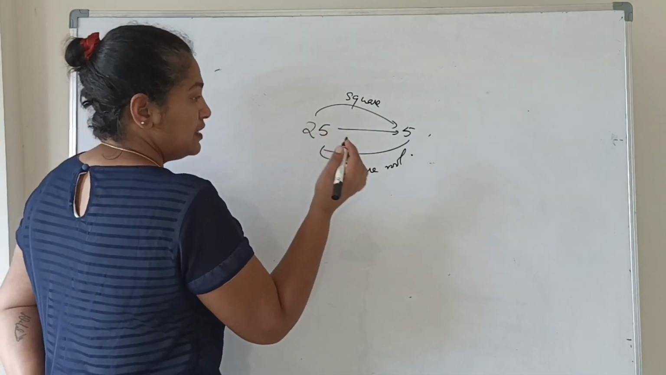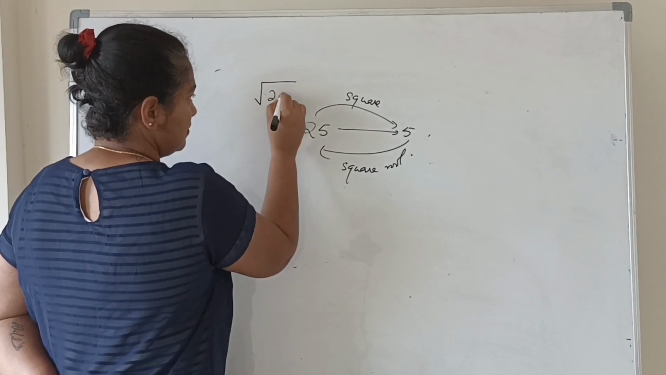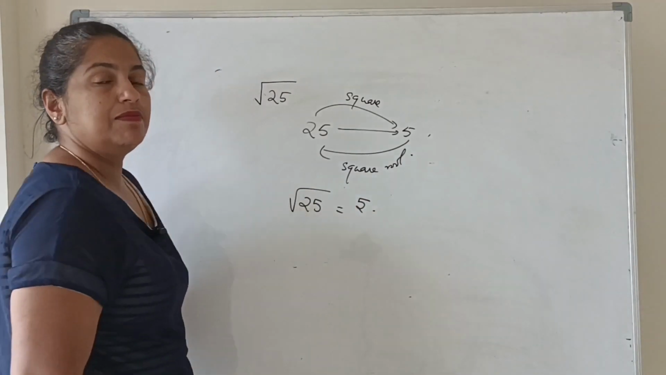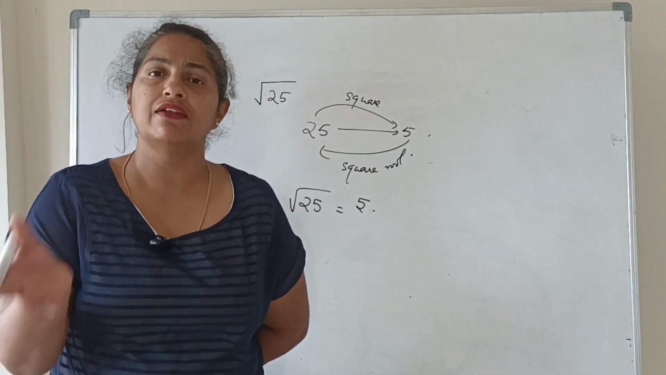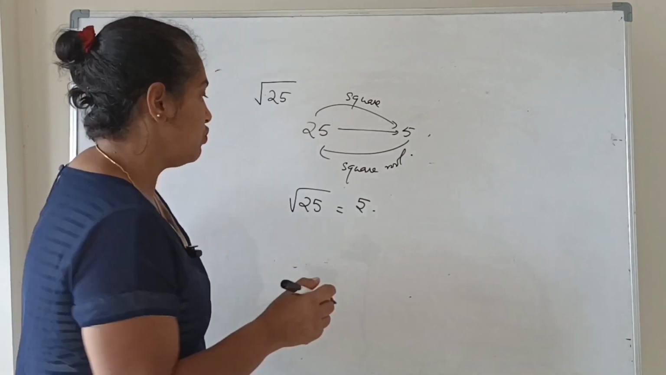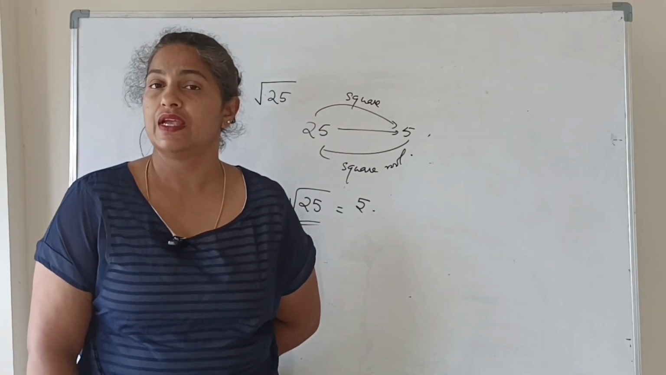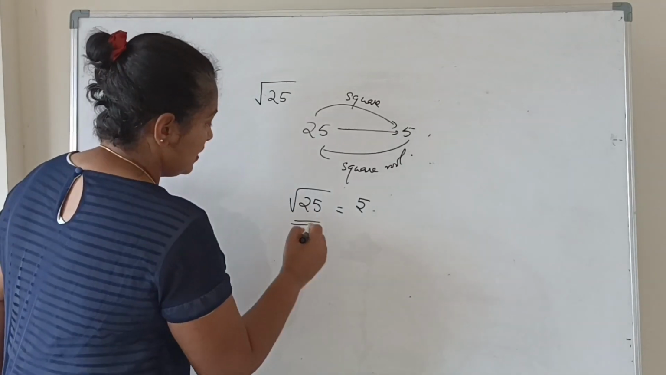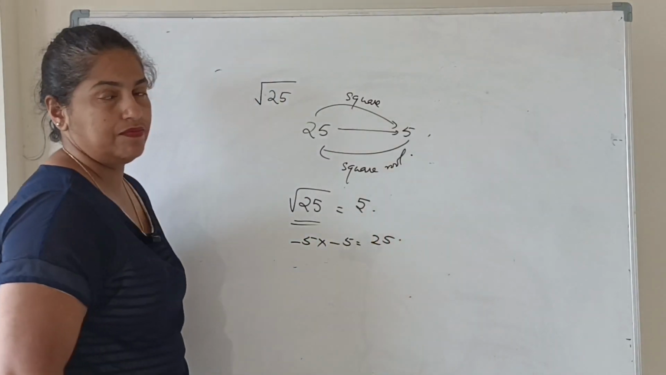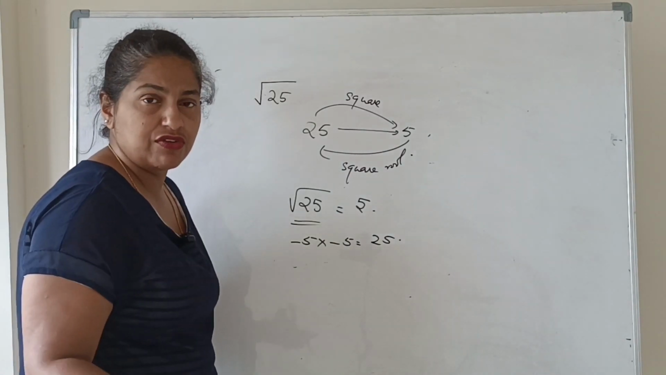Now, the symbol for square root is this. The number comes here. So I write it, which means the square root of 25 is 5, and square root we synonymously say as root also. So we say the root of 25 is 5, or the square root of 25 is 5. Now, minus 5 into minus 5 also will give me 25.